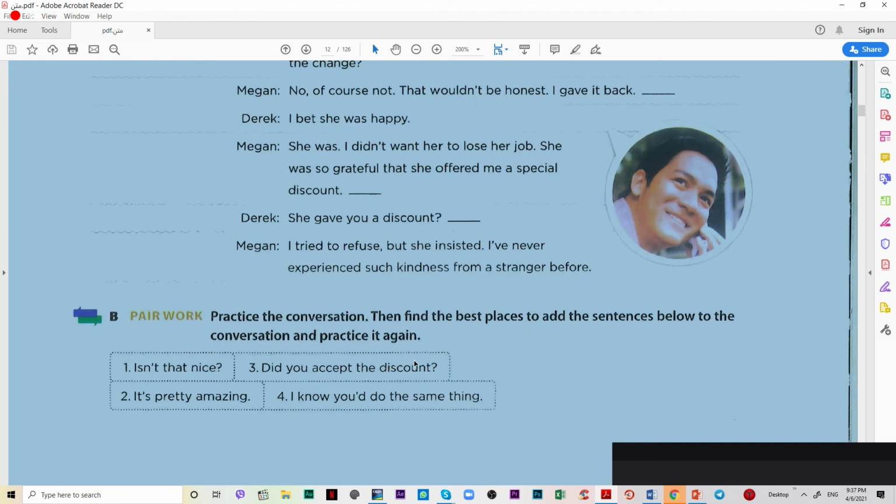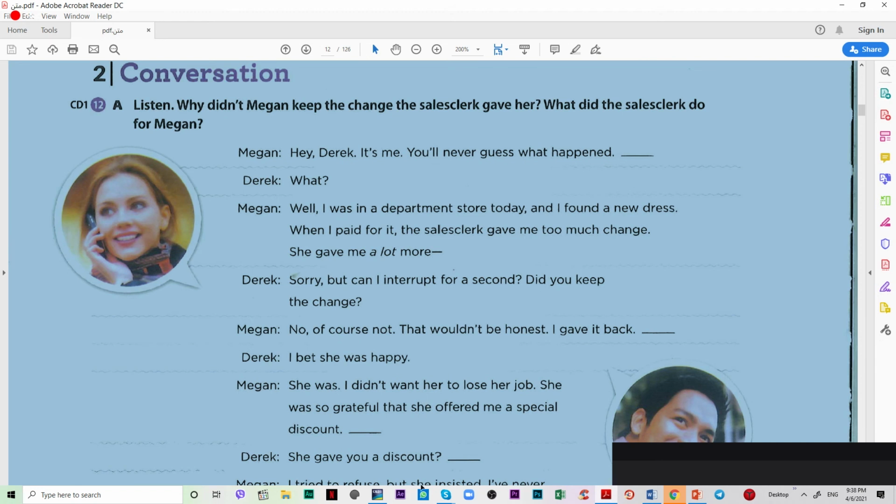Here we have, at the bottom of the page, phrases we can use to change the meaning of the conversation. Isn't that nice? Number two: Isn't it pretty amazing? Number three: Did you accept the discount? Number four: I know you would do the same thing. These are just sentences we will use to change the meaning of the conversation. Okay, let us listen to the conversation. Ready?